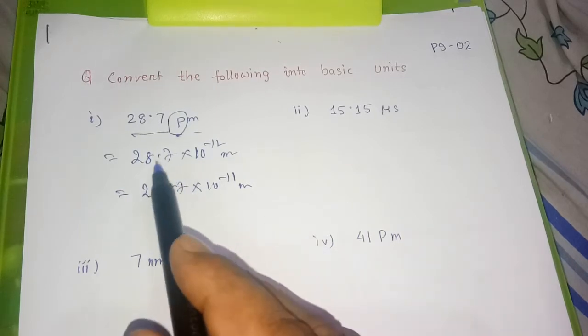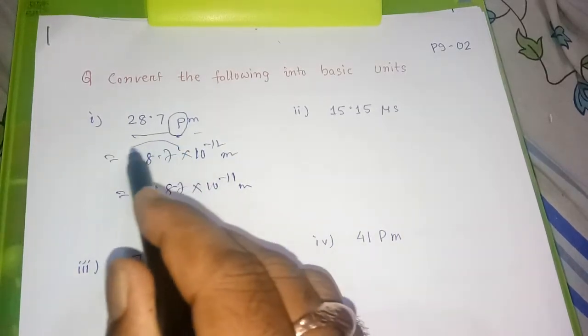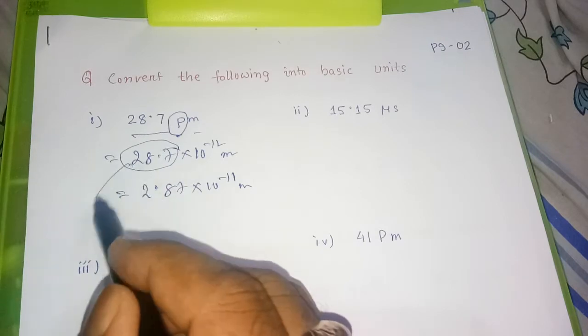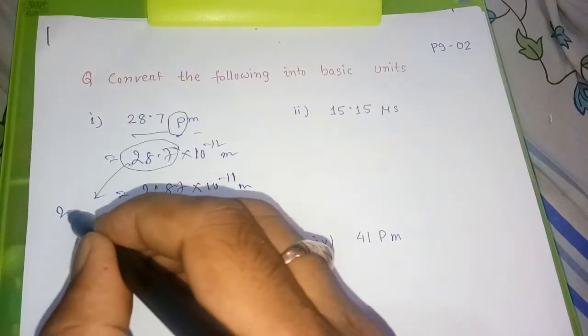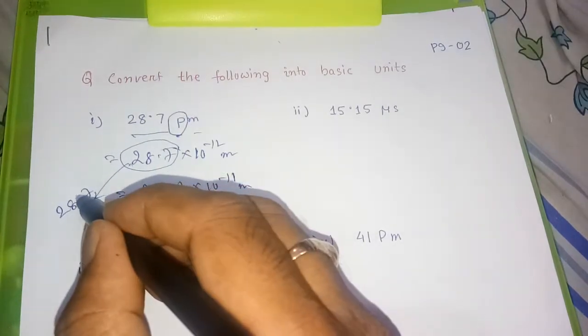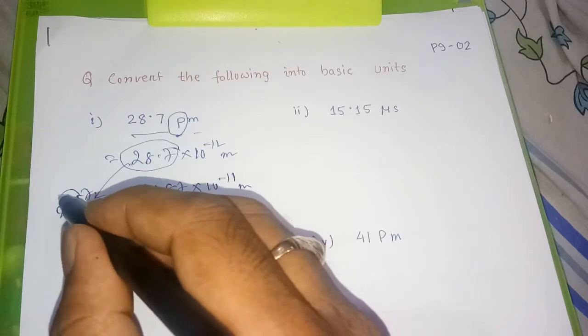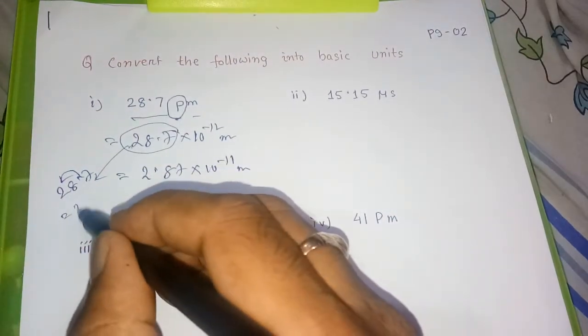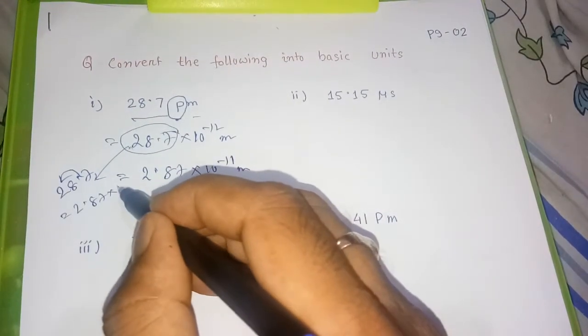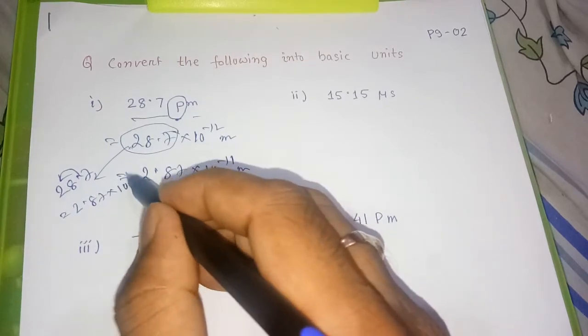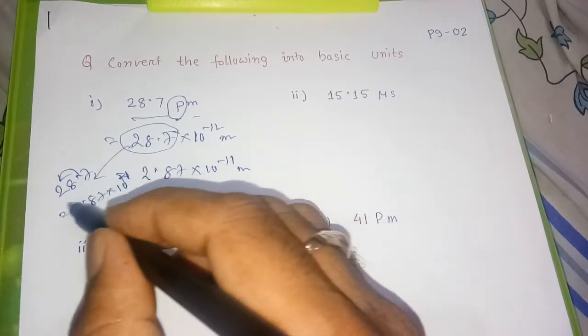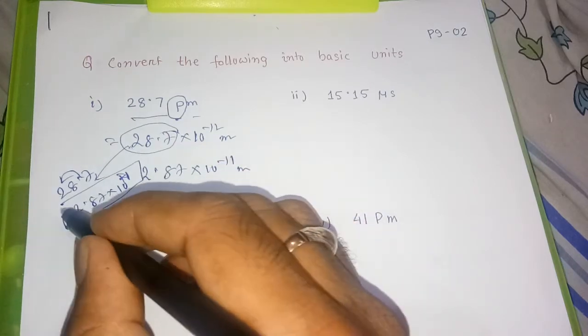So how will you calculate this one, student? You just remember this. If I have 28.7, if the decimal moves towards left, this is 2.87, then the power 10 to the power plus 1 means power moves towards right.